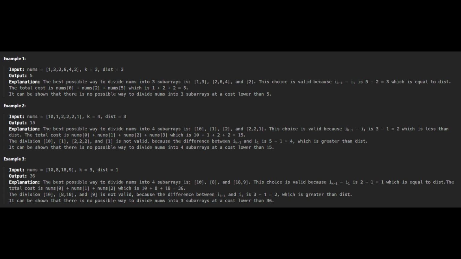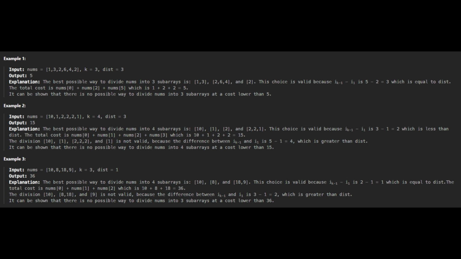Check the distance rule. Second subarray starts at index 1. Fourth subarray starts at index 3. Difference equals 3 minus 1, which is 2, which is less than dist. So this division is valid. Another possible split might look tempting, but it violates the distance rule because the start indices become too far apart. Hence, the minimum achievable cost is 15.